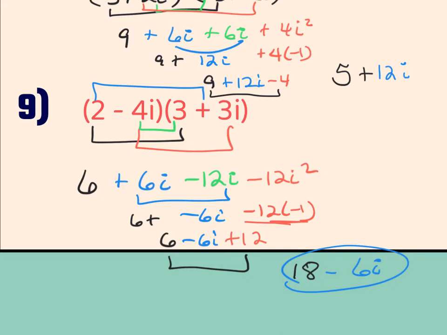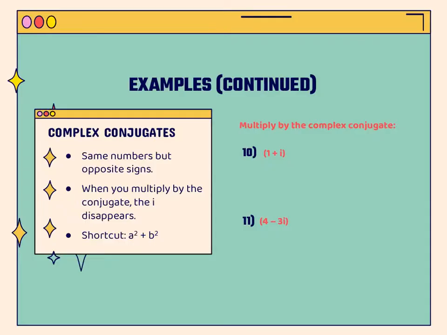Pretty good. Now we're going to talk about the conjugate, or the complex conjugate. So again, the conjugate, the complex conjugate, is going to have exactly the same numbers but opposite signs. When we multiply something by its conjugate, the i disappears. The shortcut is just to do first and last, because you know outer and inner are going to cancel. So when I do example 10, I'm going to actually do the whole FOIL. But when I do 11, I'll do the shortcut and just do first and last.